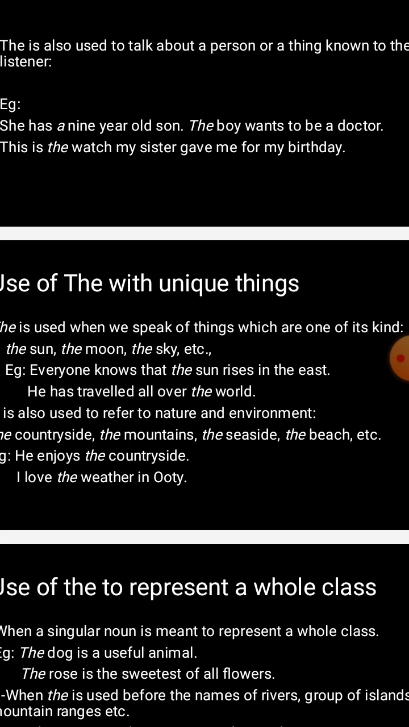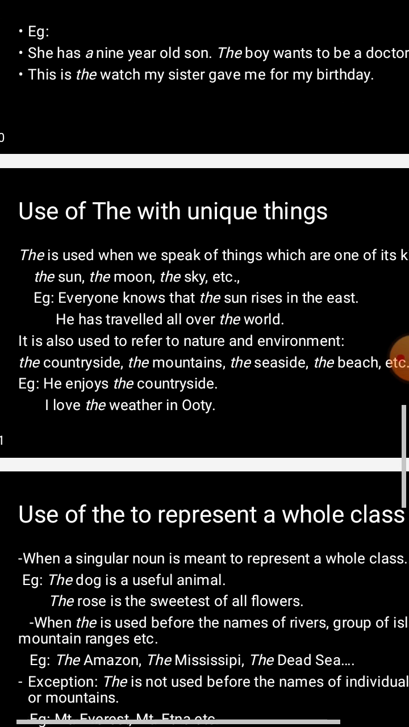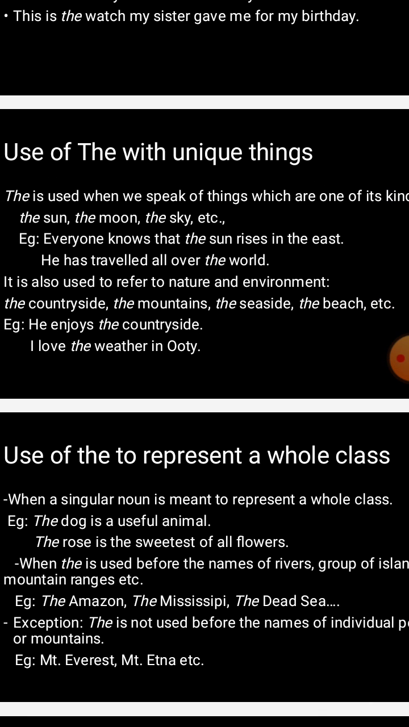So use of the with unique things. What do I mean by unique? Things which are one of its kind. For example, the is used when we speak of things which are one of its kind. For example, the sun, because there is no other sun, there is only one sun, and that is why it is unique. The sun, the moon, the sky, the earth, the world. Okay, one of its kind.